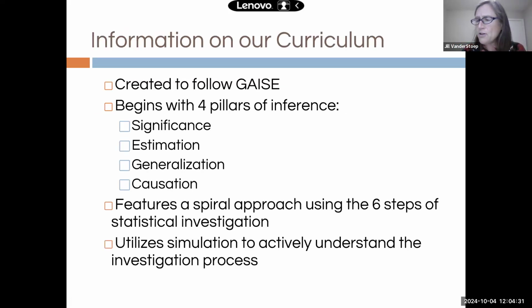So our curriculum is based on GAISE, the Guidelines for Assessment and Instruction in Statistics Education. And our curriculum starts off with what we call the 4 pillars of inference: significance, estimation, generalization, and causation. And so students are working through those things in the first 2 to 3 weeks of our course. We have a spiral approach that uses the 6 steps of the statistical investigation method, and we use simulation to foster active understanding in that process.